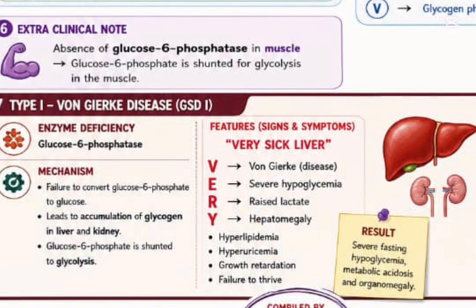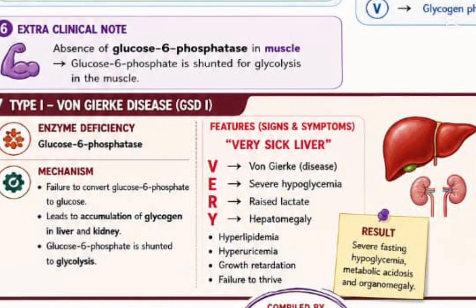Don't forget, von Gierke's disease, type 1, is a deficiency of glucose-6-phosphatase. So what will happen to the patient here? Again, don't forget, these are the symptoms. In von Gierke's disease you have severe hypoglycemia, because there's no glucose.